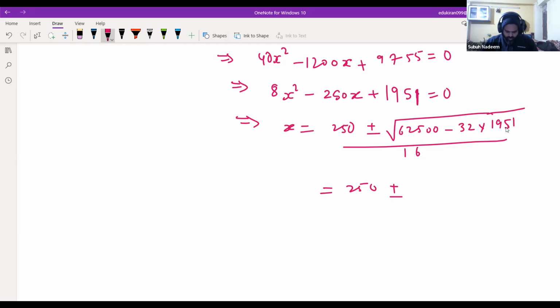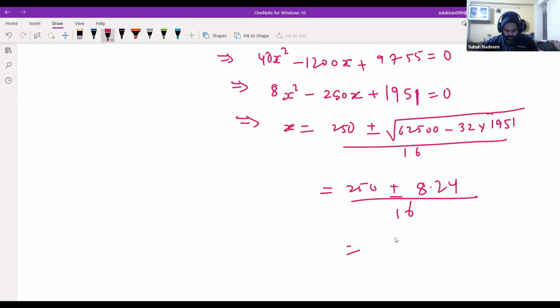Minus 62500 is equal to minus 68. So 68 under root, square root of 68, 8.2 something. 8.24 by 16. So that will become 8.24. Two possibilities are coming.